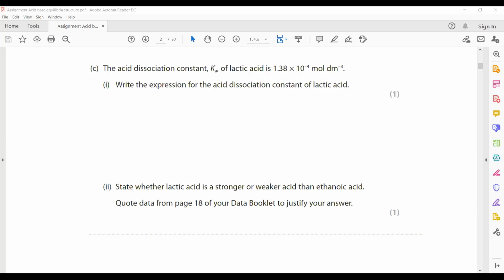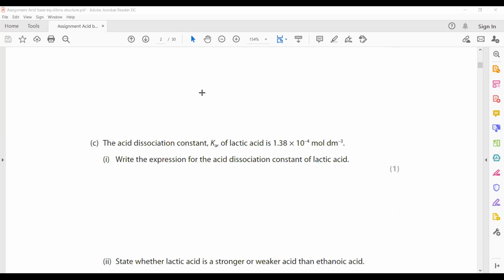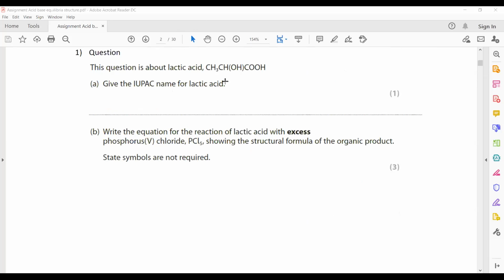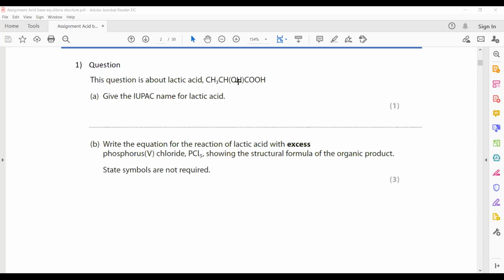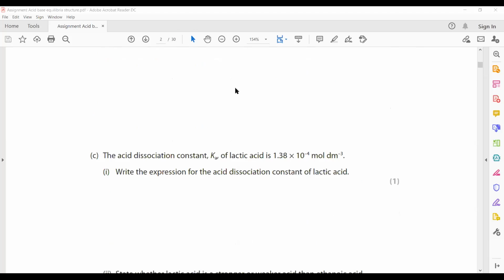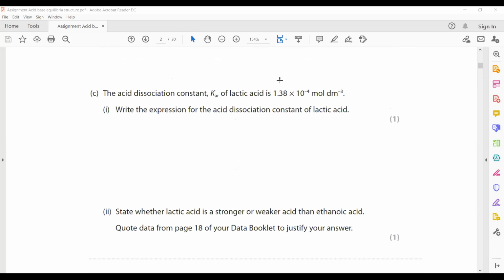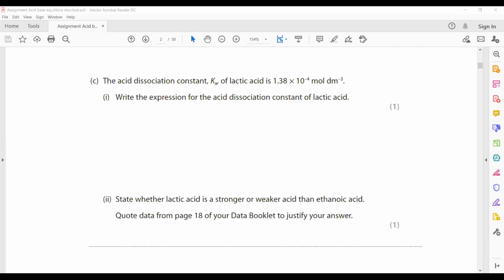In part C, the acid dissociation constant Ka of lactic acid is 1.38 × 10^-4. The lactic acid formula is given. Write an expression for the dissociation constant of lactic acid. So we have to write the expression here in terms of Ka.